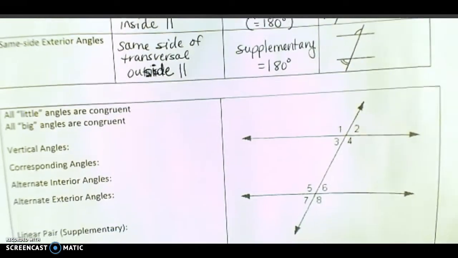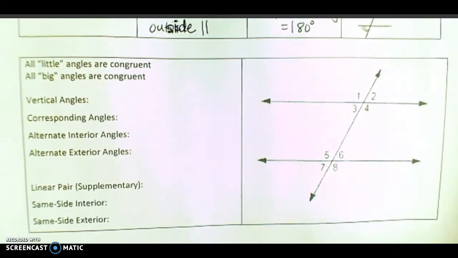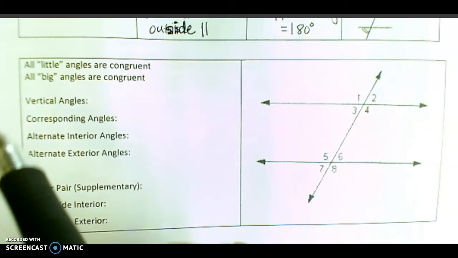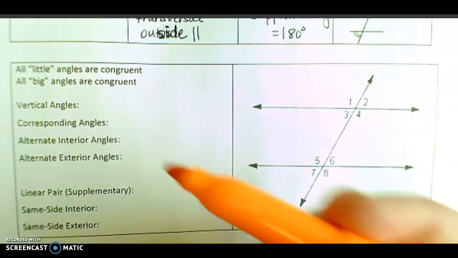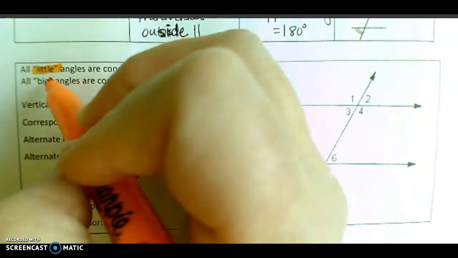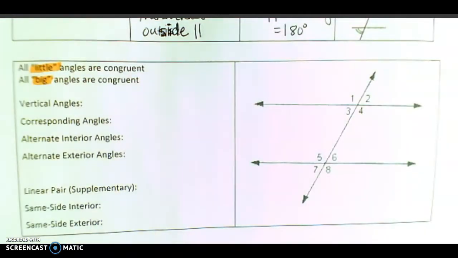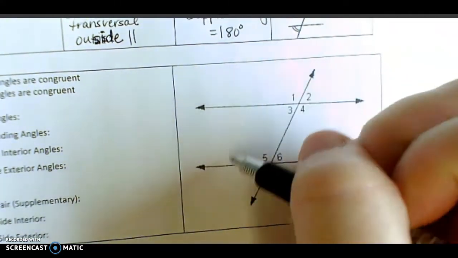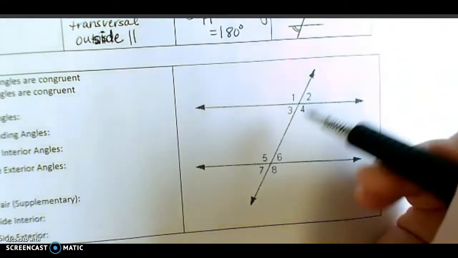Alright, so let's look at a picture here. So we have this picture, and what we're going to do is we're going to identify some angles that fit the description. And there's a couple important information. First here it says all the little angles are congruent and all the big angles are congruent. So what that means is every little angle is congruent to each other as long as they're parallel lines. So if these two are parallel, here's the transversal.